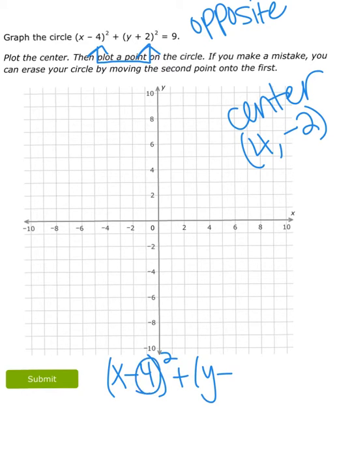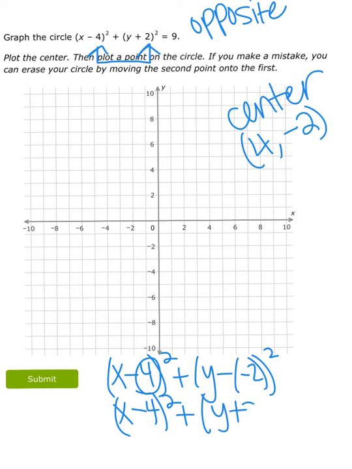If I plug in 4 for my h and negative 2 for my k, I would get (x minus 4) squared plus (y minus a negative), which turns into a positive. Anytime you have a negative coordinate, when you plug it into the equation, it ends up becoming a positive. So my center would be at positive 4, negative 2. I'd go to 4, negative 2, and plot that. Please make sure you don't mess up plotting your points on the coordinate grid. Plot your x first and then your y, and pay attention to those signs.